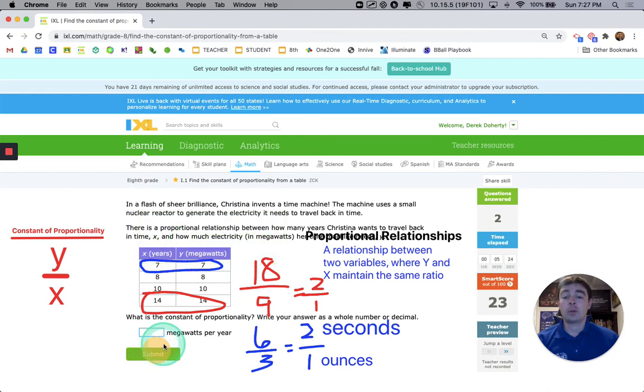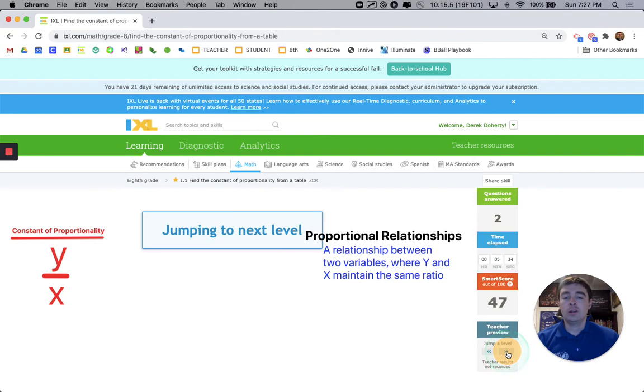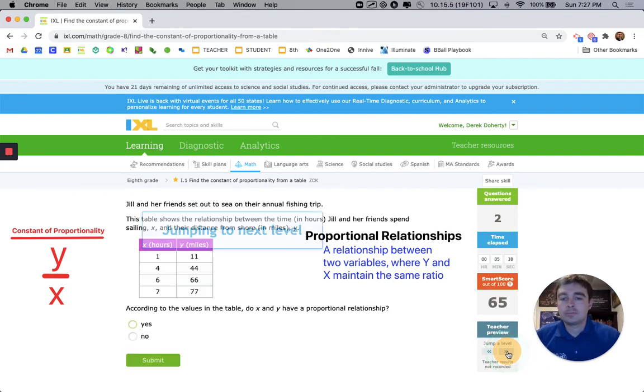And at this point, we're going to skip ahead because a lot of this is just having you do y divided by x. So we're going to skip ahead a little bit. Thank you for the patience. And we're going to jump a couple levels. Find one that's a bit more difficult.